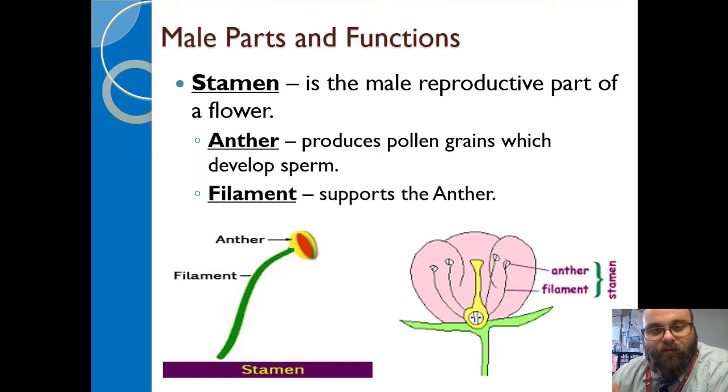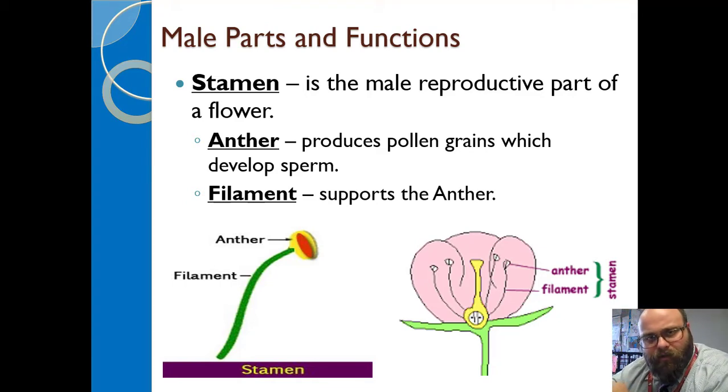So the male part of a flower is called the stamen. By the way, flowers have female and male parts to them, which is sort of weird, but if we remember that the stamen is the male part, and we'll talk about what the female part is in a moment, then we'll have an easier time wrapping our heads around this concept. So the stamen is the name of the male part of the flower, and there's two major portions to this. There's the anther, which produces pollen, and those pollen grains will develop into sperm when the time is right. And then there's the filament, which holds up the anther.